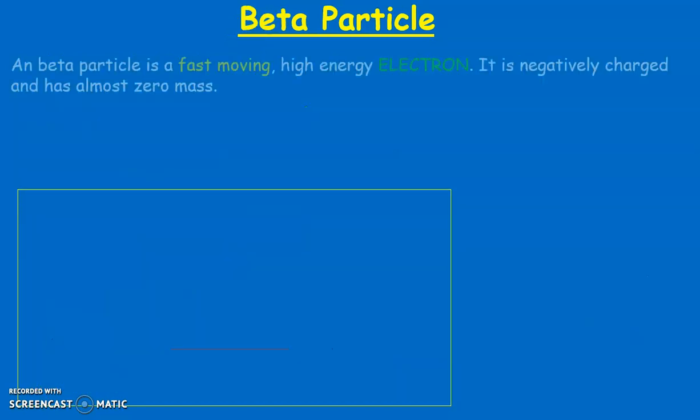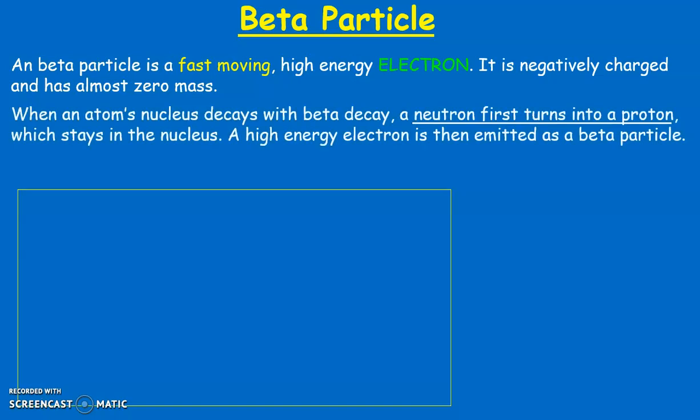A beta particle. A beta particle is a fast-moving, high-energy electron. It's a single electron. It is negatively charged. We know that from our previous lesson. And we also know that electrons have almost zero mass, 1/2000. So a beta particle, being a single electron, has the same properties as a single electron. How is it made? Well, when an atom's nucleus decays with beta decay, a neutron first splits into a proton and an electron. It's a bit of a weird thing, this one.